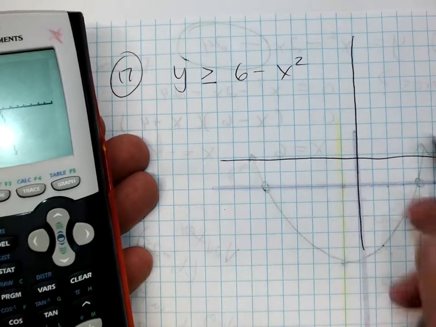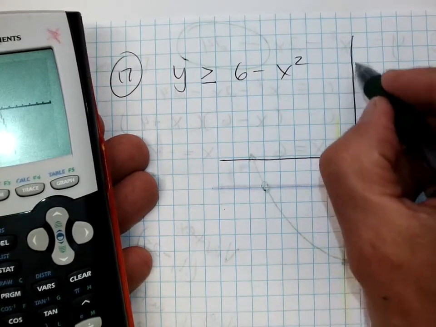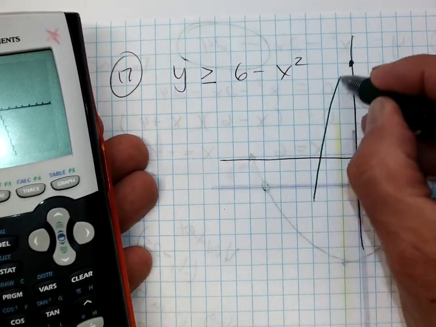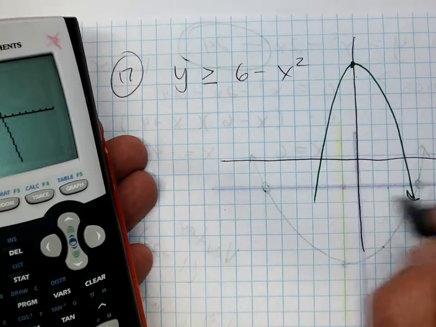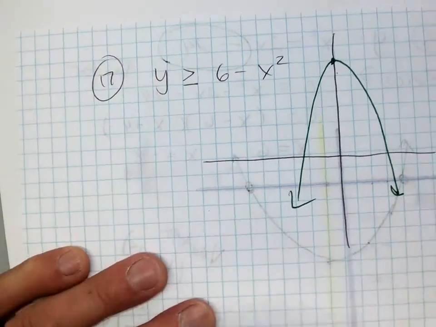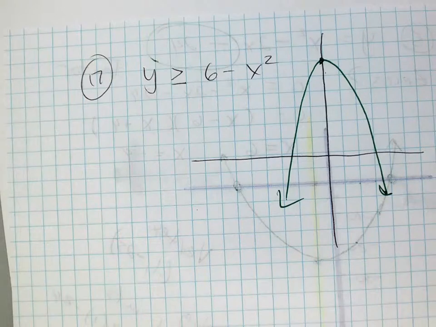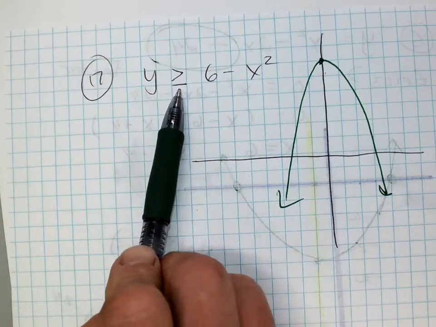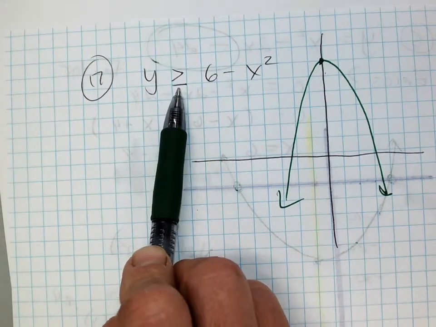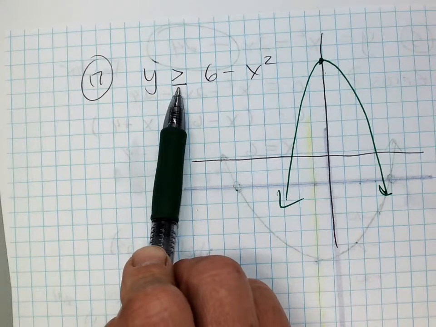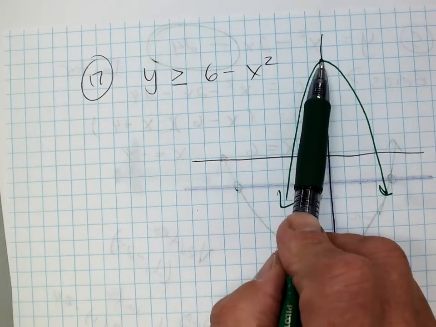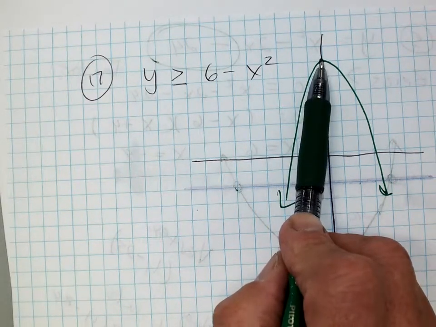I'm going to have a point 1, 2, 3, 4, 5, 6. Looks like this. Okay, so far the calculator is doing all the work, right? What does this symbol say? Greater than. So if I'm standing at the vertex, I'd shade above it to be greater than.